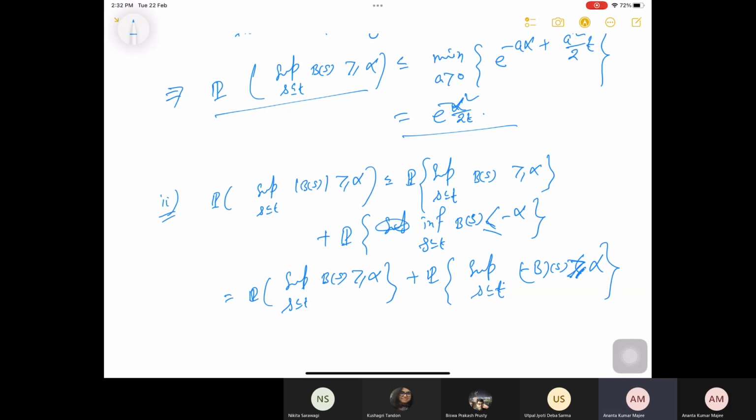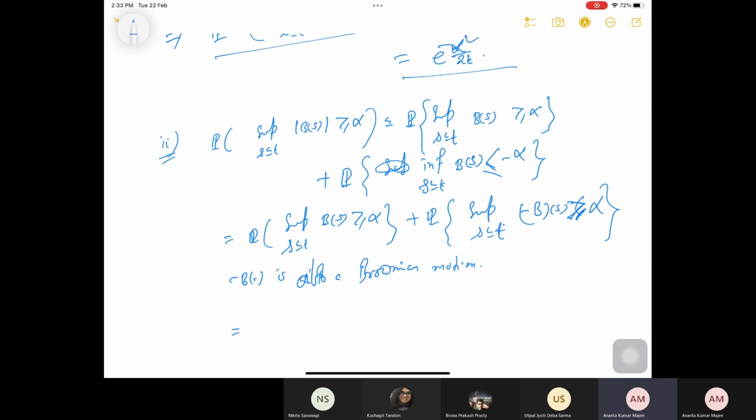So now b of s and minus b of s: minus b is again a Brownian motion because b is a Brownian motion. So minus b is also a Brownian motion, and hence by part 1 I can write this as 2 times probability of supremum over s less than or equal to t of b of s greater than or equal to alpha, and this is less than or equal to 2 times e to the power minus alpha squared by 2. The striking property here is that if x_t is a stochastic process that is a Brownian motion, then minus x_t is a Brownian motion.